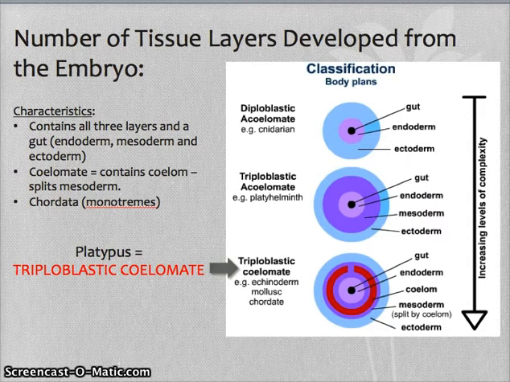It contains 3 layers that have been developed from the embryo: the endoderm, the mesoderm, and the ectoderm. So, that's the triblastic part explained. Now let's explain the coelomate part. Essentially, that means it has coelom. The coelom splits the mesoderm in half, surrounding the endoderm and gut, while being surrounded by the ectoderm. All Chordata are triploblastic coelomate organisms.